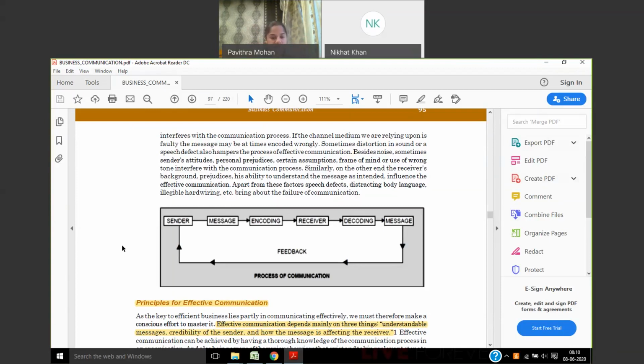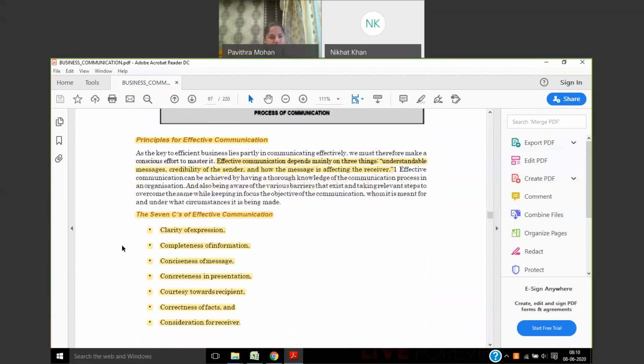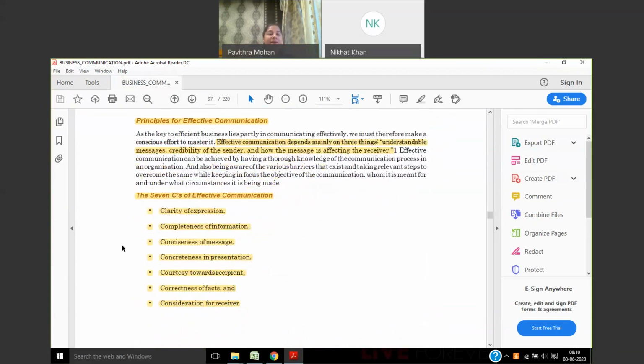After this, we are going to start with the concept of principles for effective communication. Effective communication depends mainly on three things: understandable message, credibility of the sender, and how the message is affecting the receiver. The first is understandable message. The message I want to send should not be understood only by me, it should also be understood by the receiver.